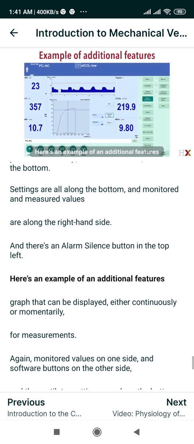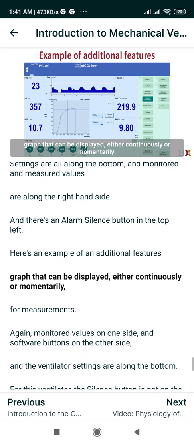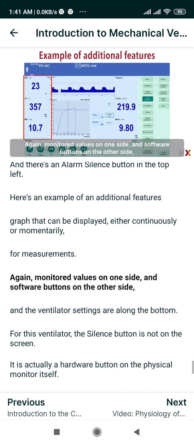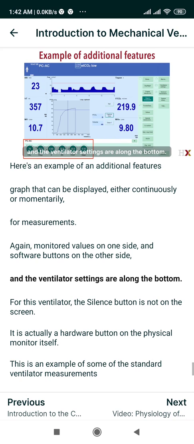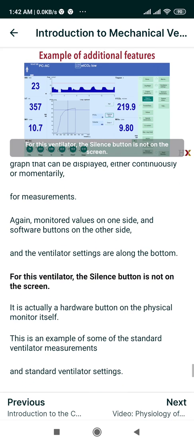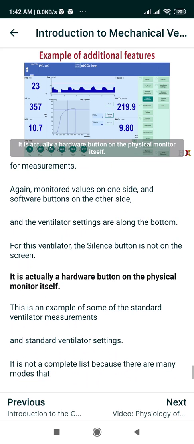Here's an example of an additional features graph that can be displayed either continuously or momentarily for measurements. Again, monitored values on one side and software buttons on the other side, and the ventilator settings are along the bottom. For this ventilator, the silence button is not on the screen, it is actually a hardware button on the physical monitor itself.